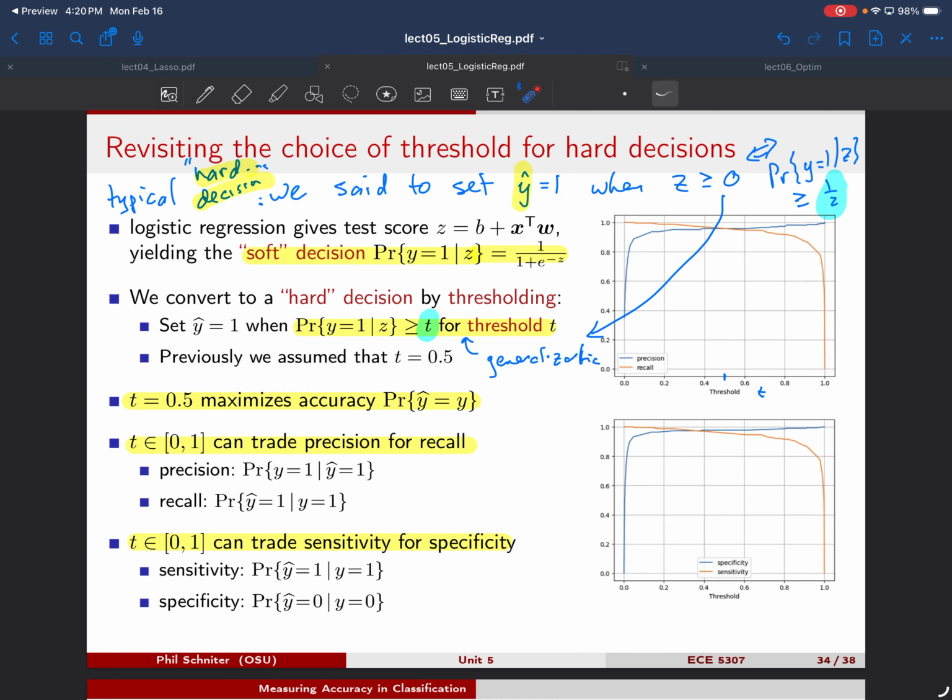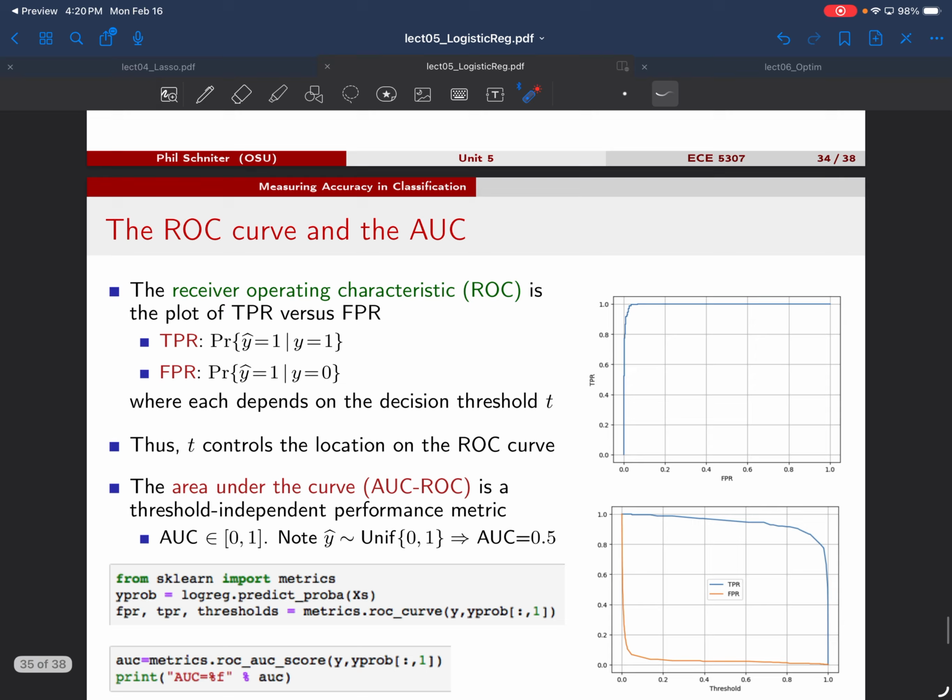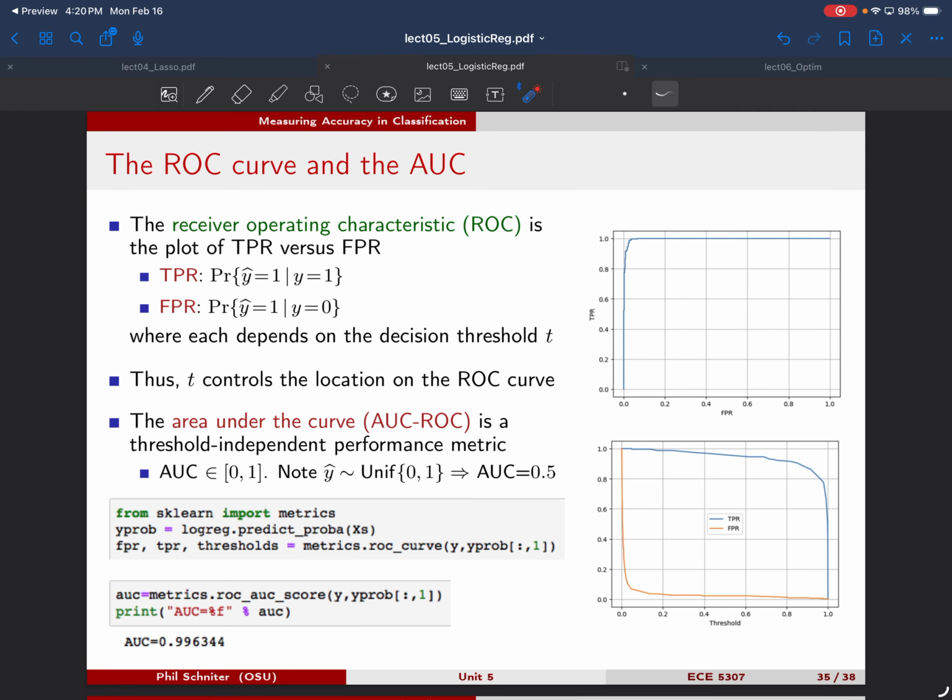Okay, any questions on this? Okay, another way this manifests, especially in electrical engineering, it's very common, like in radar, it's a very classical thing to talk about the receiver operating characteristic. And this is the plot of the true positive rate versus the false positive rate as a function of T.